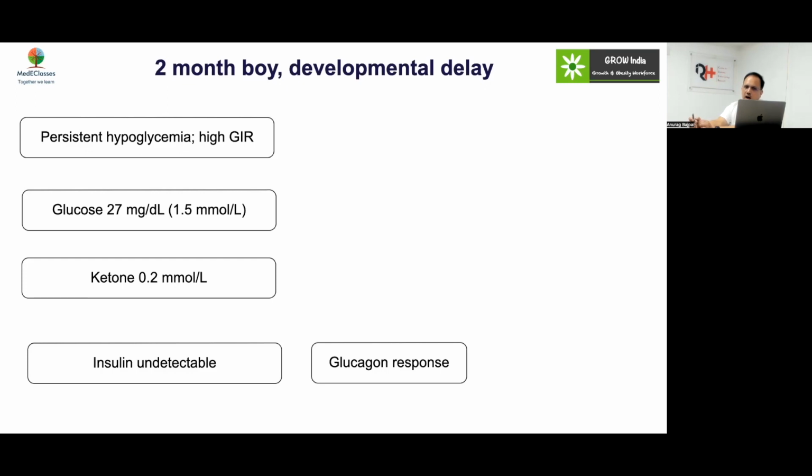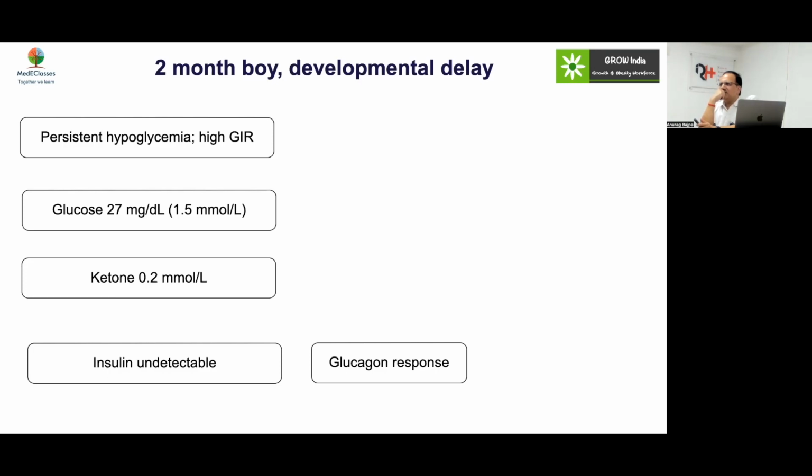So now you have a 2-month-old child who had so much hypoglycemia, has already had developmental delay. He has non-ketotic hypoglycemia, which responds to glucagon, but insulin is undetectable. You can say that insulin may be undetectable in 20%, but let's say C-peptide is also low, everything is low. So what does it mean? Insulin is working, but it is not there.